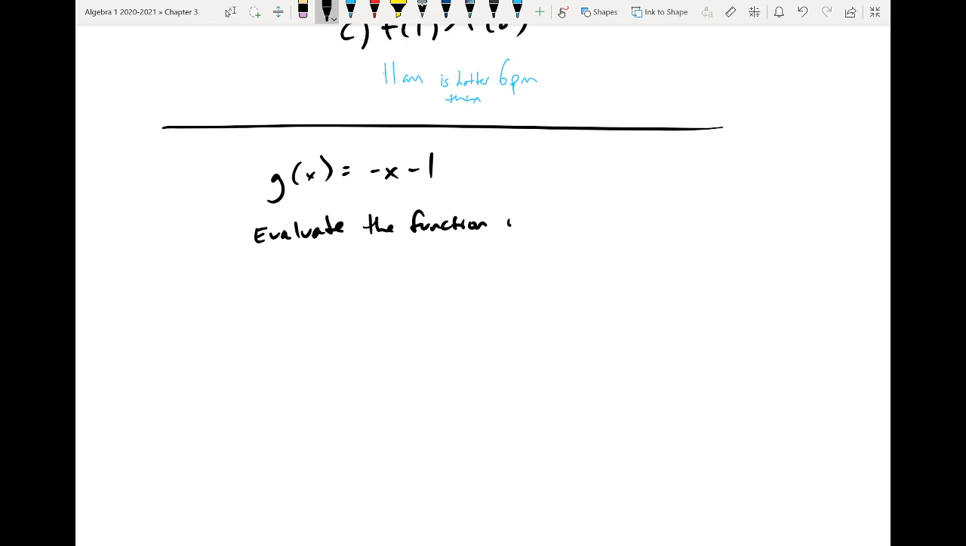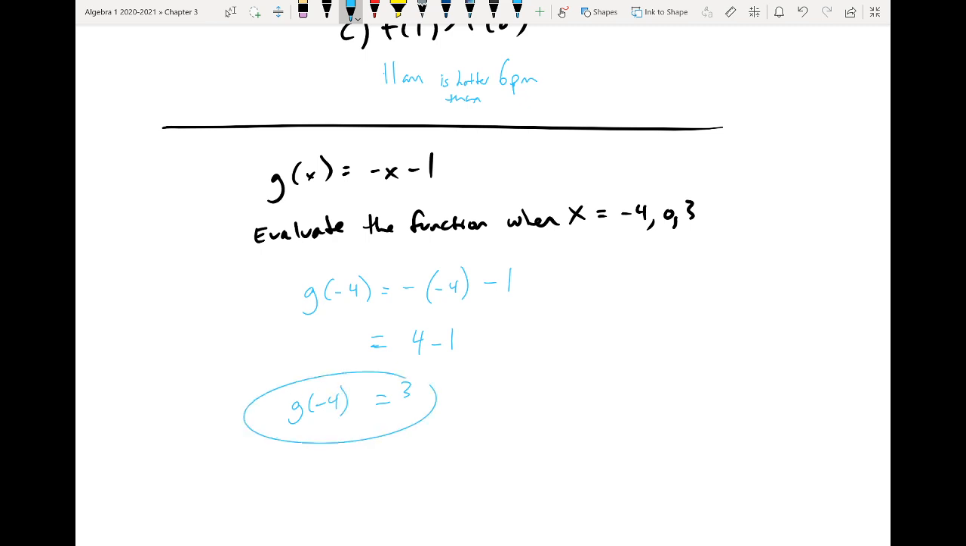And the name of the function is g, when x is equal to negative 4, 0, and 3. All right, so first one we want is the g of negative 4. Well, g of negative 4 is equal to negative, and inside the parentheses, we're going to put negative 4, right? Minus 1. Negative negative 4 is 4, minus 1, which is equal to 3. So in other words, the g of negative 4 is equal to 3.